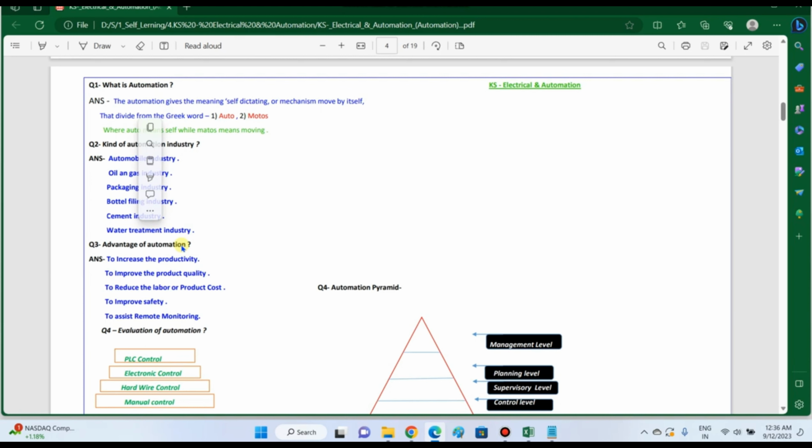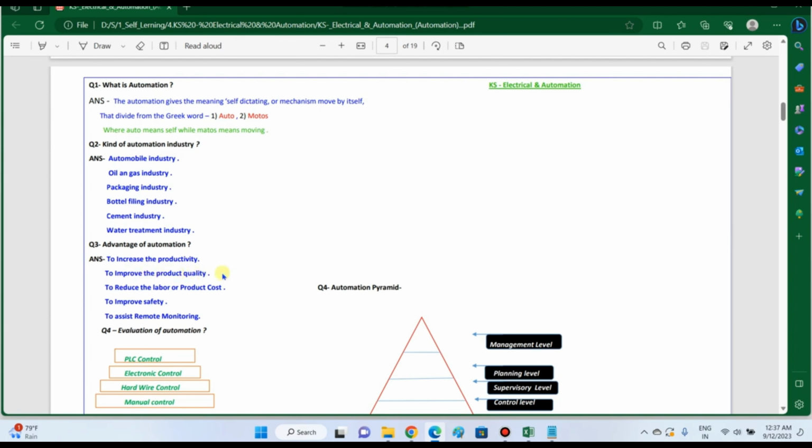Advantages of automation. It is very common that it increases productivity. Obviously, if work is done automatically, it does not involve a human for the work. Just like bottle filling is automatic, car manufacturing is automatic by robot, packaging is automatic, not done by humans. So it increases productivity and improves product quality.